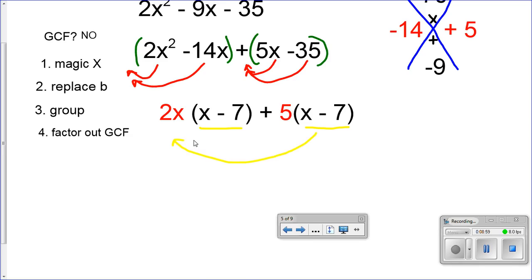Undistribute it. There we go. So I pull out that thing that they have in common, and then what got pulled out becomes its own binomial. So those are the two binomials that got multiplied together to create this original one, the 2x squared minus 9x minus 35.